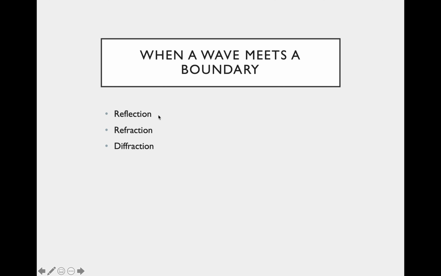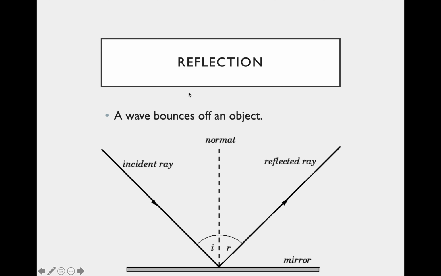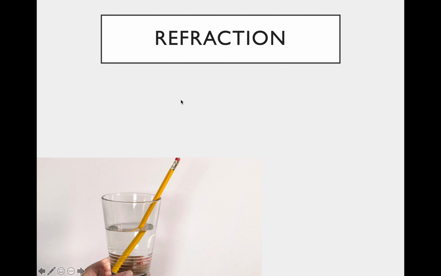It'll either bounce off a boundary, reflection, it will change its speed and direction, refraction, or the edges will bend across this object if there's a little gap. That's called diffraction. Reflection: light will come in or a wave will come this way, bounce off and go back in another direction. That's all you need to know about reflection. You don't need to know about any angles or calculations, just that reflection means bouncing.